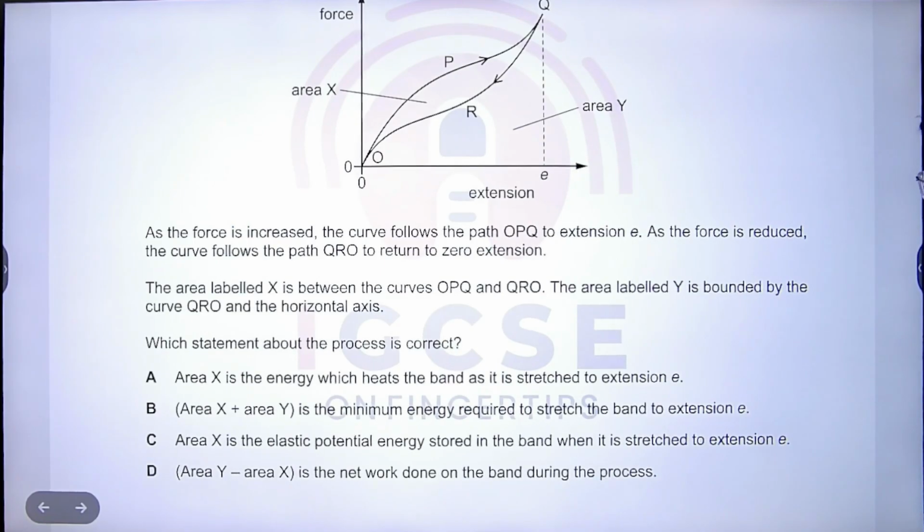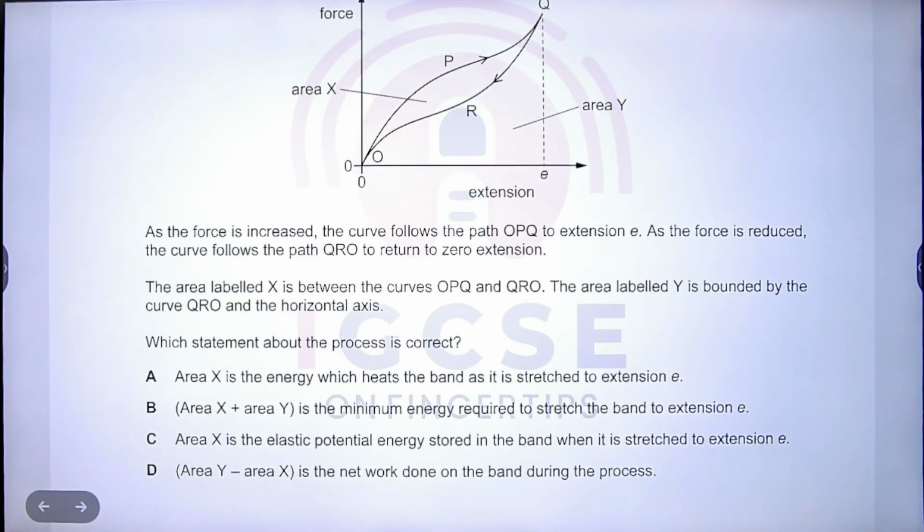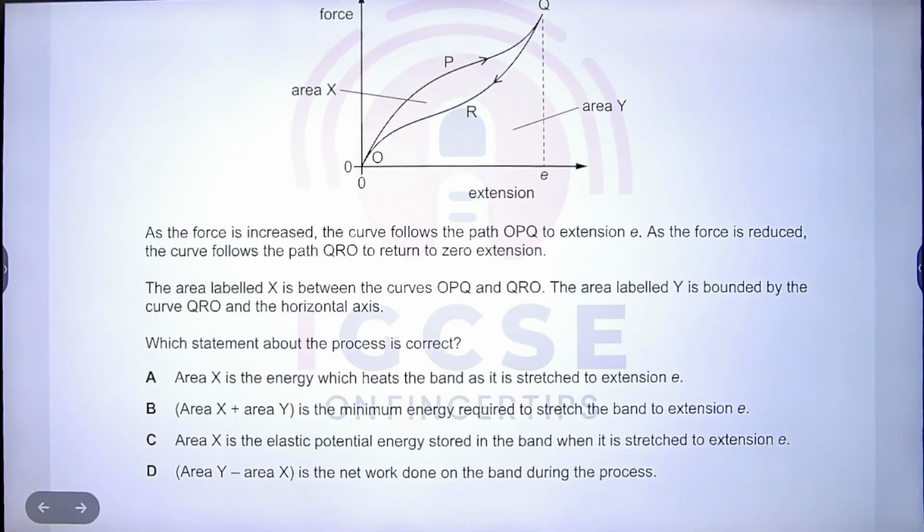Area X is the energy which heats the band as it is stretched to extension E. It is the energy wasted between stretching and coming back, right? So area X plus Y is the minimum energy required to stretch the band to extension E. Area X is the elastic potential energy stored. No. Area Y minus area X. Where is area Y? Bounded by Q. Yes, mathematically incorrect. So I think option B is your answer. Yes, B for ball. Area X is energy which heats the band as it is stretched to extension E, and X plus Y is minimum energy required to stretch the band to extension E.